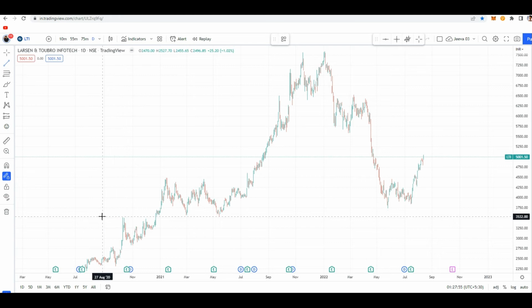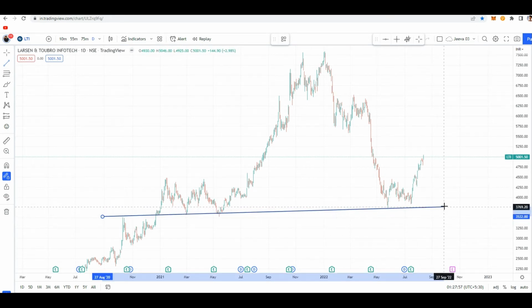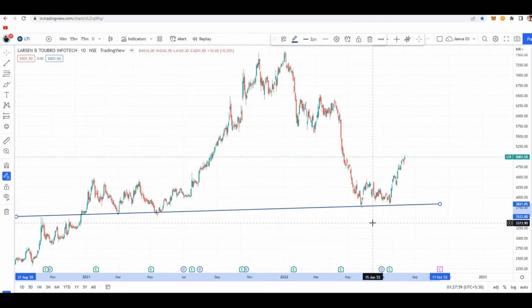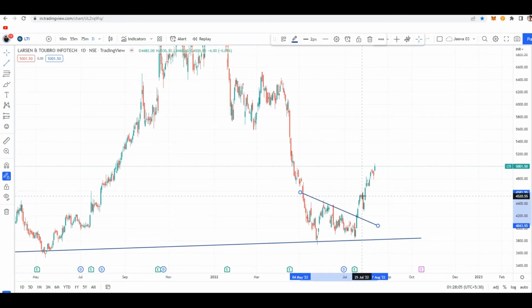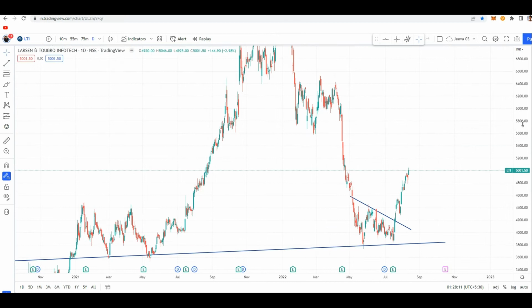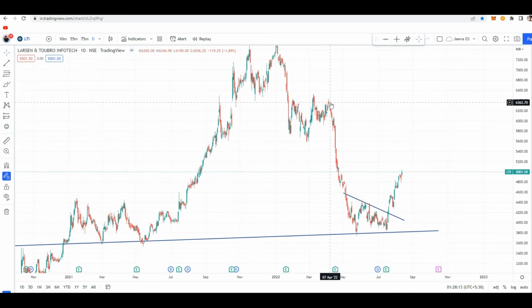As we discussed in our previous videos, I've invested in LTI in this important support zone. Where I invested exactly was over here, which I explained in my previous videos. I invested above this red candle around 4,500 levels. I don't want to miss the rally in LTI because the next target for LTI would easily be 6,400.